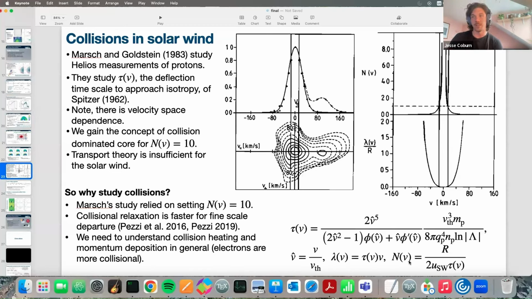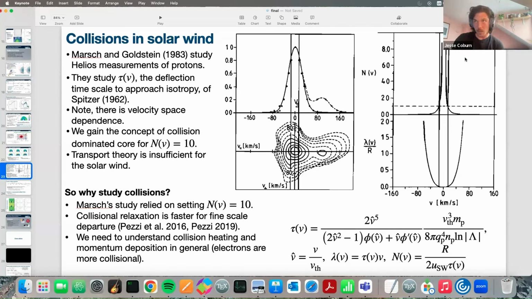N of v. Okay, so this N of v is proportional to 1 over tau of v. But it's now unitless because they've used the radial distance at which they made the measurements and the solar wind speed to come up with an expansion time. And then they've divided that expansion time by this expression of the time it takes to approach isotropy.